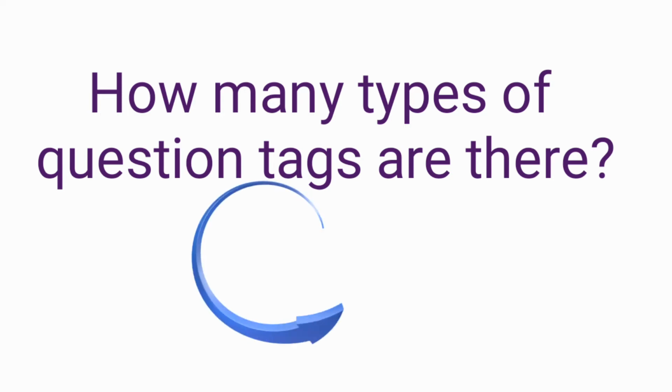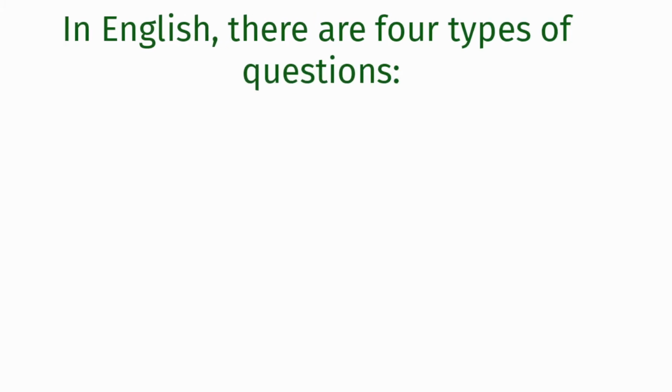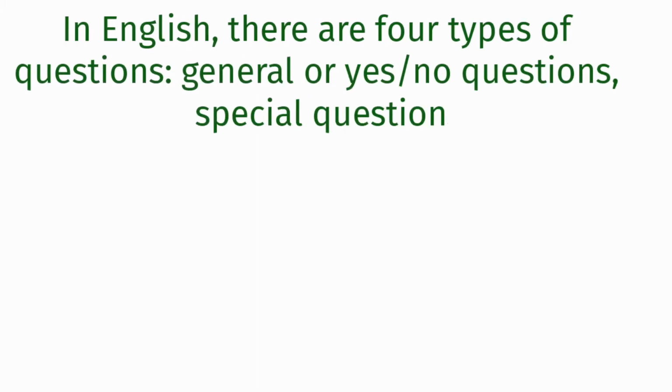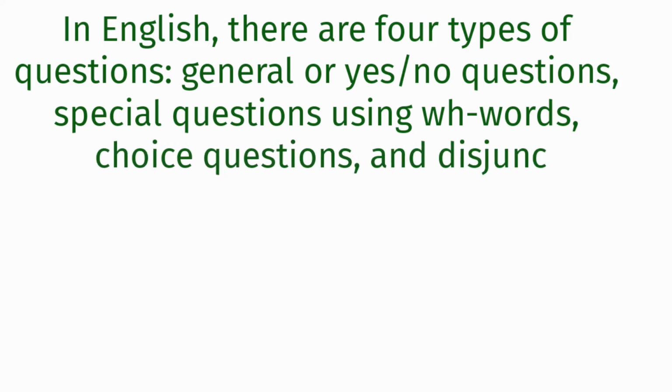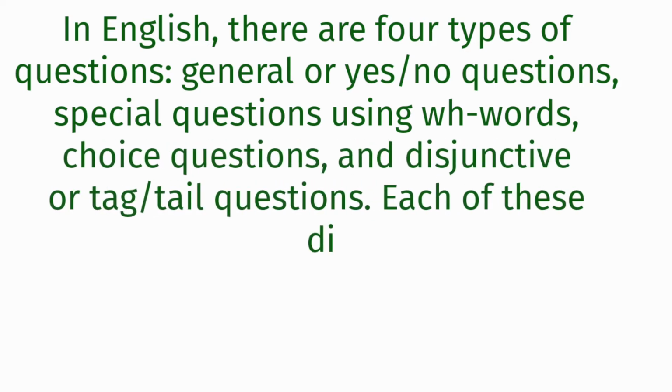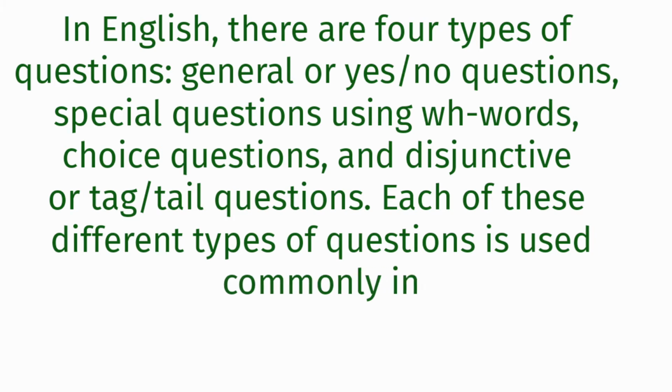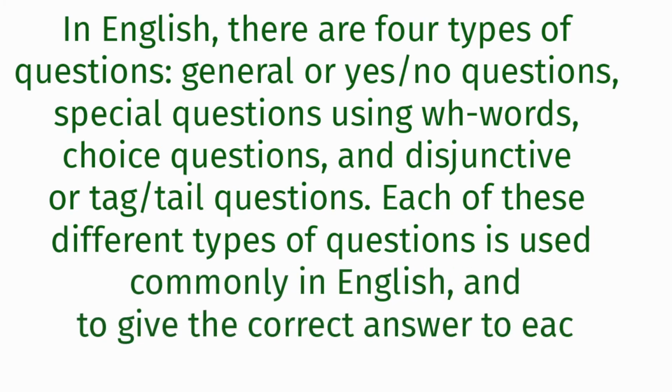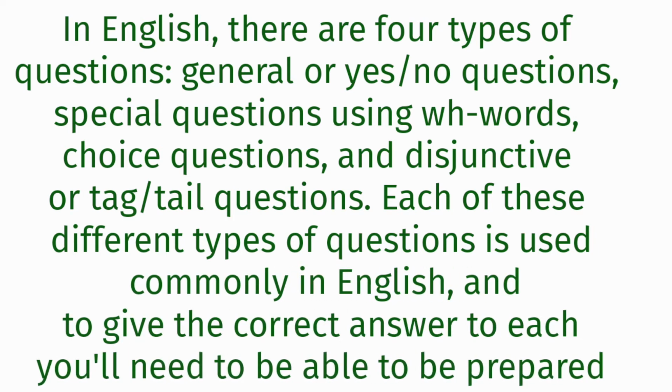How many types of question tags are there? In English, there are four types of questions: general or yes or no questions, special questions using WH words, choice questions, and disjunctive or tag or tail questions. Each of these different types of questions is used commonly in English, and to give the correct answer to each, you will need to be prepared.